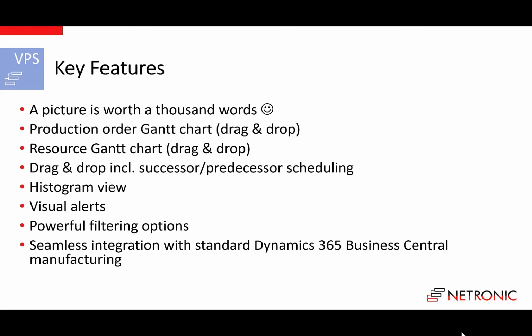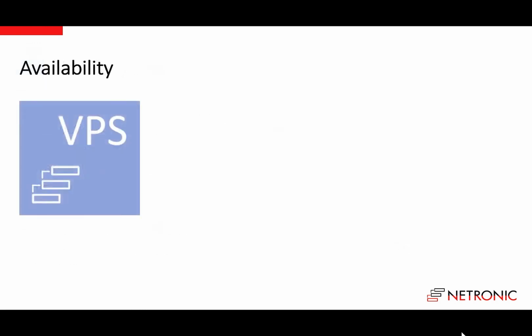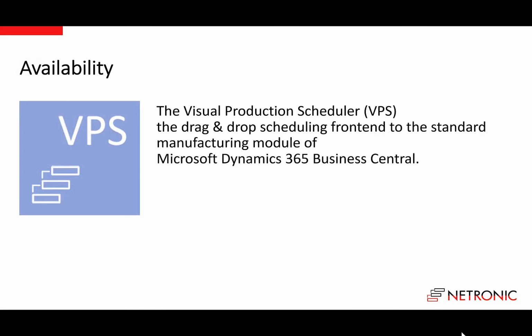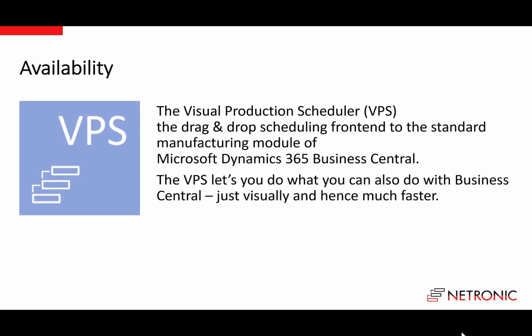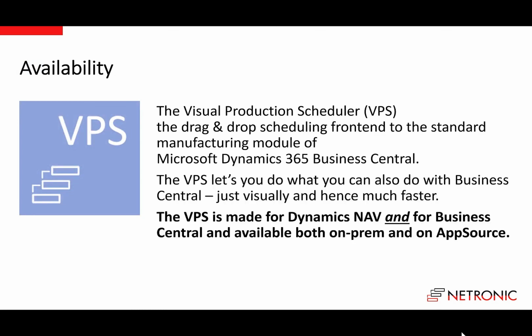The histogram view gives you a capacity utilization overview, and the VPS provides you with visual alerts so that you can take actions fast. It comes with powerful filtering options, and it seamlessly integrates with standard Dynamics 365 Business Central manufacturing. The VPS is available for all Business Central versions as well as for Dynamics NAV and is available both on-prem and on the Microsoft AppSource.